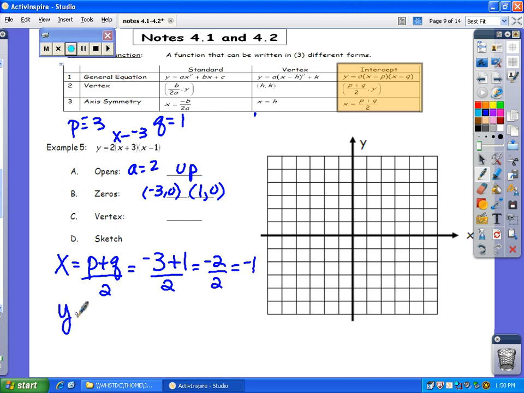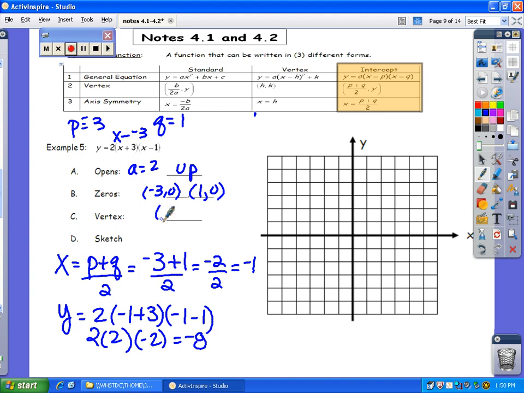To find the corresponding y, you're going to plug in negative 1 into our original equation. Okay, so what is that? We get 2 times negative 2, so negative 8. So that means our vertex is (negative 1, negative 8). Our axis of symmetry would be x equals negative 1. And then we're going to graph (negative 3, 0) and (1, 0). And there's our parabola in, I'm sorry, not vertex form, intercept form.